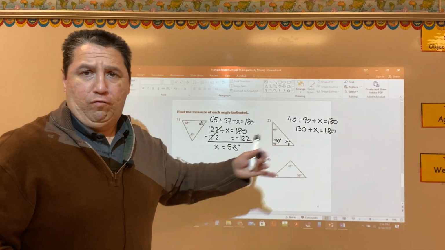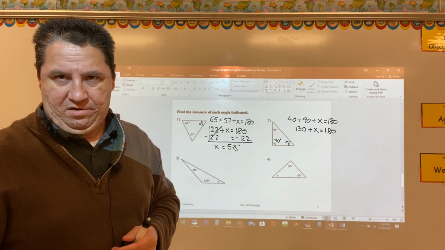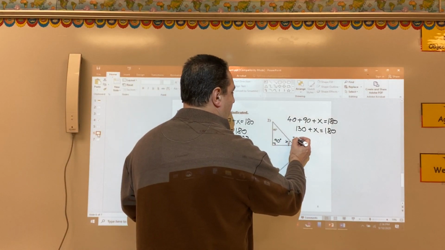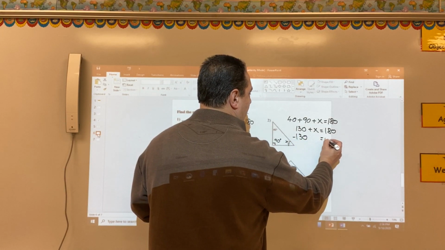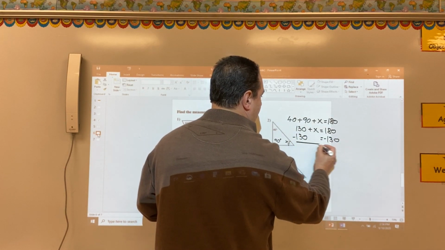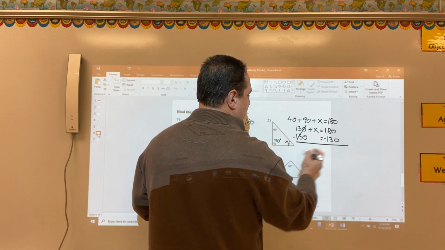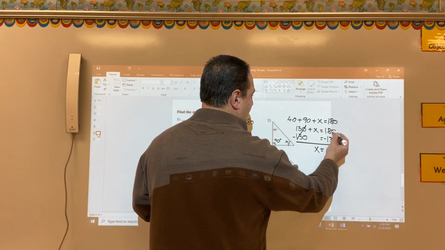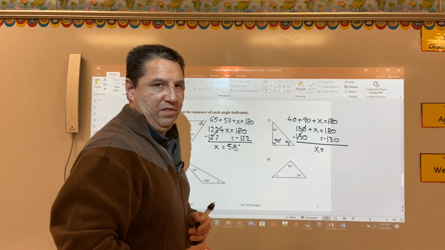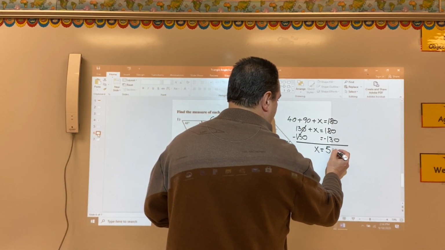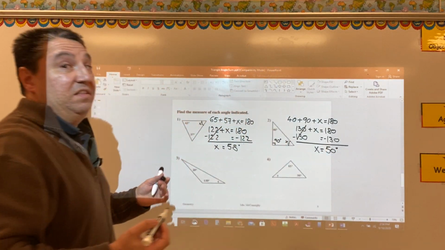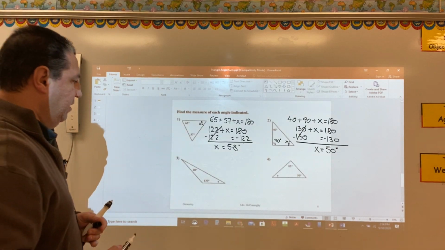Then, to solve for x, we subtract 130 on both sides. So minus 130, minus 130. These two cancel out. We bring down x, and then 180 minus 130 equals 50. That's the measure of the missing angle.